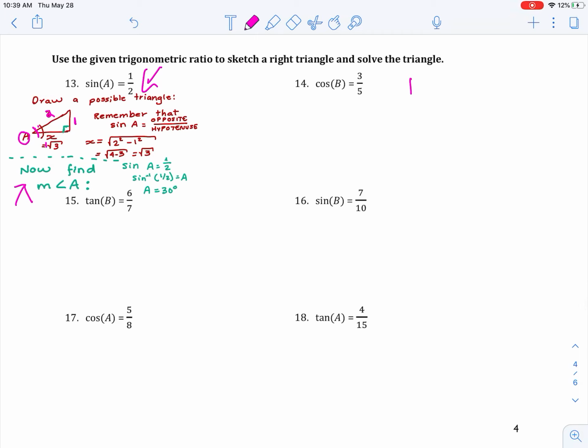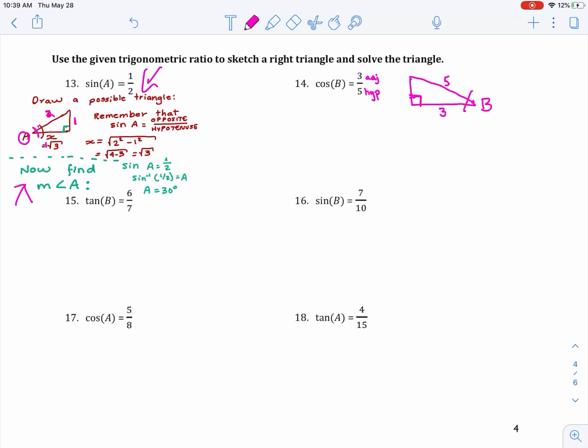Okay, so again, we have to draw pictures. So I'm going to draw a right triangle, and what do I know here? I know that cosine B, so I'm going to make this B. I could also have made this angle B, but I could not have made the 90 B because we can't look at the triangle from the 90, remember? So cosine B is 3/5. So remember, cosine is adjacent over hypotenuse.